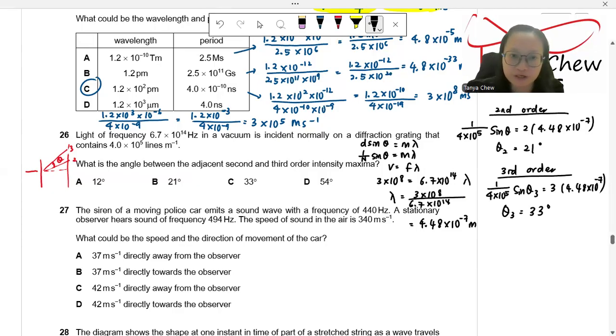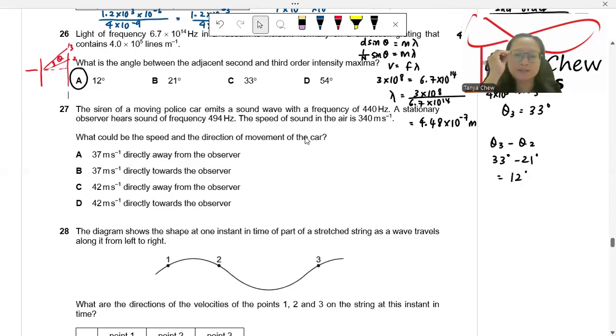Therefore, the angle between the second and the third order is equal to theta 3 minus theta 2. 33 degrees minus 21 degrees gives you 12 degrees. A is the answer.